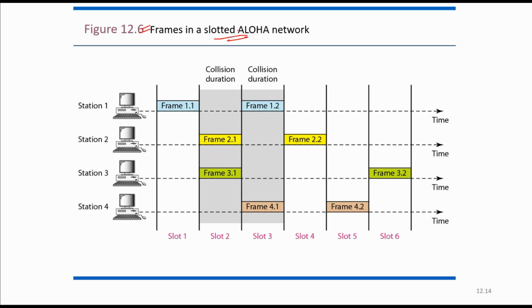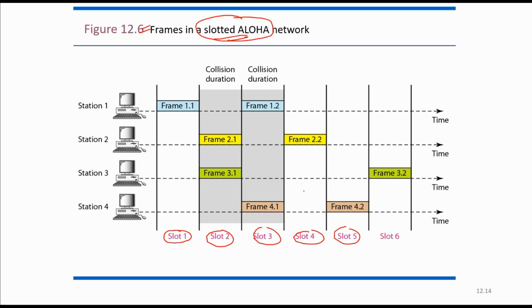The second type is slotted Aloha. One of the disadvantages of pure Aloha is that anyone is able to send the data whenever it has data. They send it, and after sending, they wait for a random amount of time. But in slotted Aloha, the complete channel is divided into different slots: slot 1, slot 2, slot 3. So different slots are given in slotted Aloha.